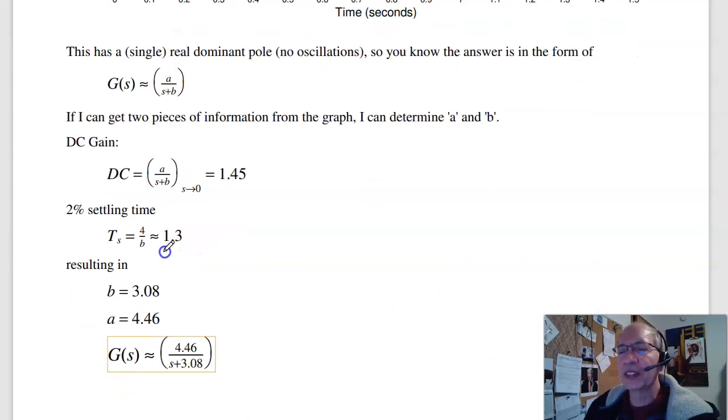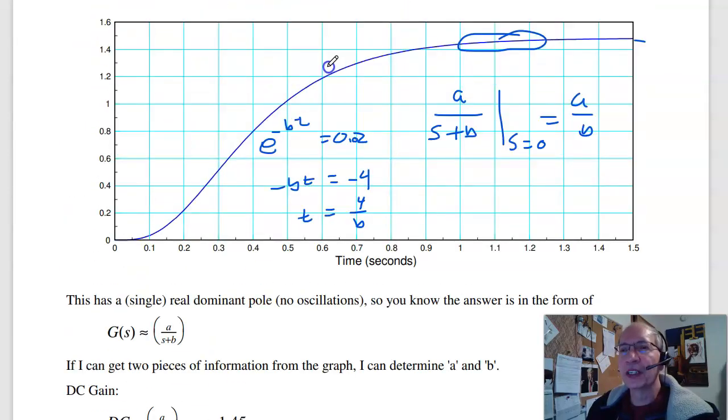If the settling time is 1.3 seconds, then b is 4 over 1.3, 3.08. I know the DC gain is 1.45, so solve for a so that the DC gain is 1.45, which gives you 4.46. Here's roughly the transfer function. So that'd be your first order approximation for this system.